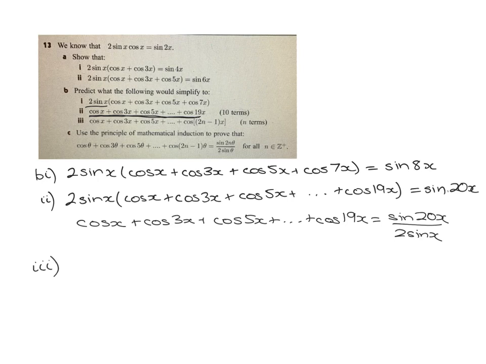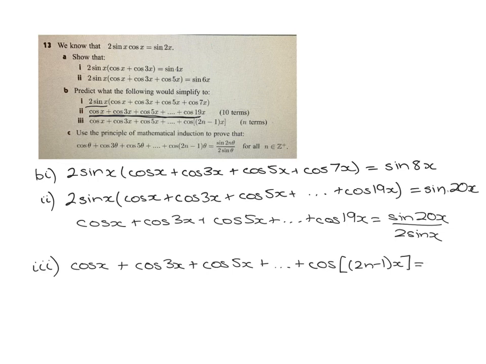All right, so what is then BIII? It would be sine n plus 1 x on sine 2x. Okay, before we start, let's talk about that last term there.